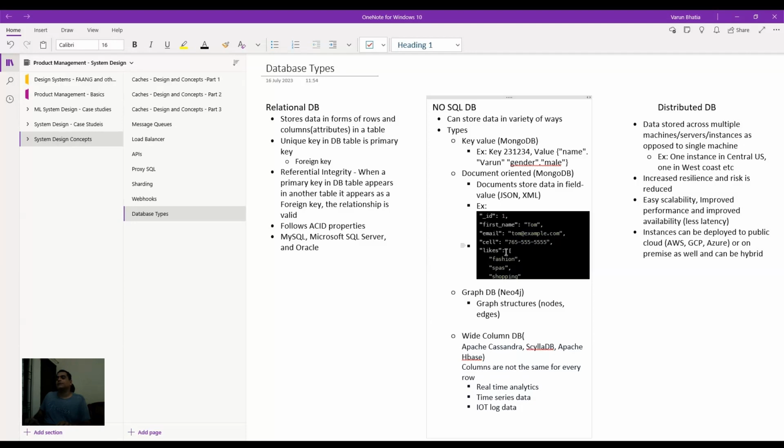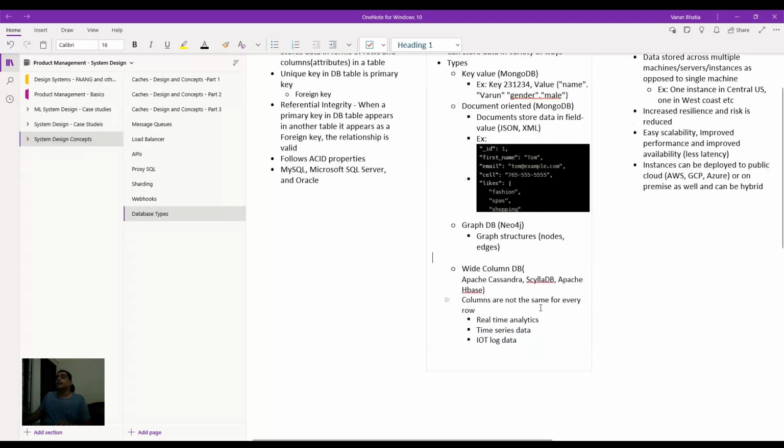This is primarily like Apache Cassandra, ScyllaDB, Apache HBase. What happens is that columns are not the same for every row in this. So let's say, for example, you have real-time analytics data, time series data, IoT log data.